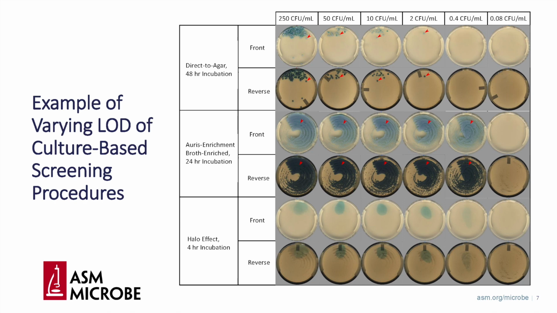And the figure also illustrates how direct-to-agar methods allow for greater breakthrough of background flora compared to the auris enrichment broth method, where C. auris is significantly enriched for. And the last 2 rows of this figure illustrate the halo effect that I mentioned earlier, which is a blue coloration at the site of inoculation on a CHROMagar Candida Plus, approximately 4 hours after incubation.